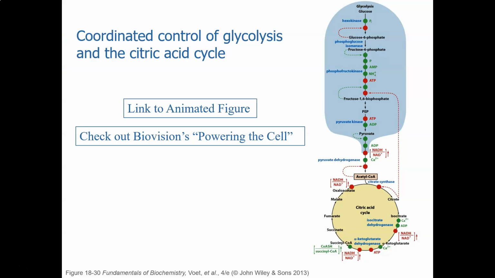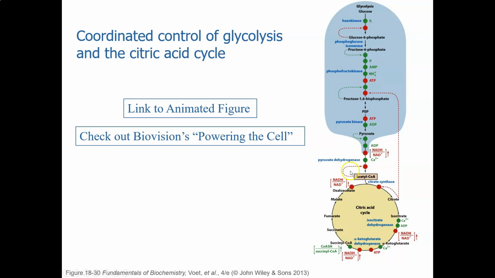So I will leave you with this figure right here. There's a link to the animated figure which you can do on your own. There's a nice BioVision's powering the cell, where you can see the electron transport chain and the ATP synthase in action. But this is a nice summary right here. So all of these weeks that we've been going through glycolysis and the citric acid cycle, these are all of the metabolites that will regulate the enzymes of these pathways.